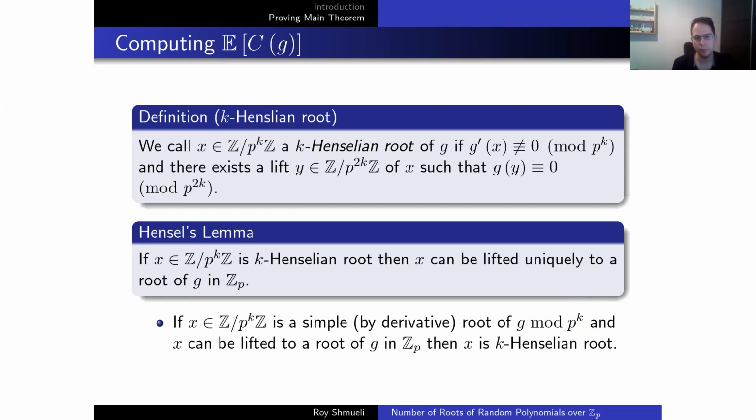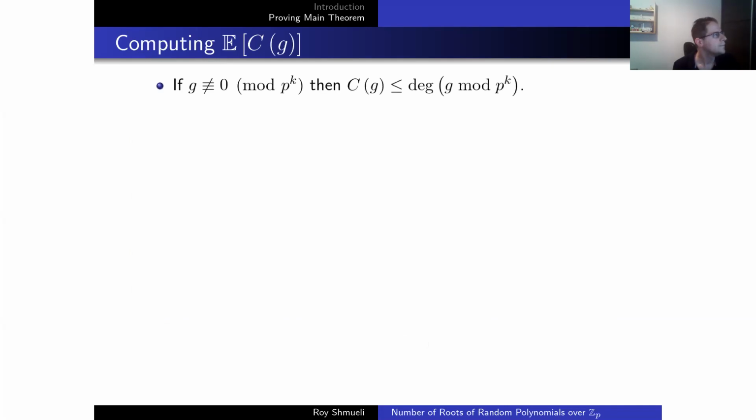In the case I have non-simple roots modulo p to the power of k, I can bound the number of roots and get something that will be part of the error term. The first bound I will use is that if g is different from 0 modulo p to the power of k, then the number of roots in the p-adic integers is less than the degree of g modulo p to the power of k.